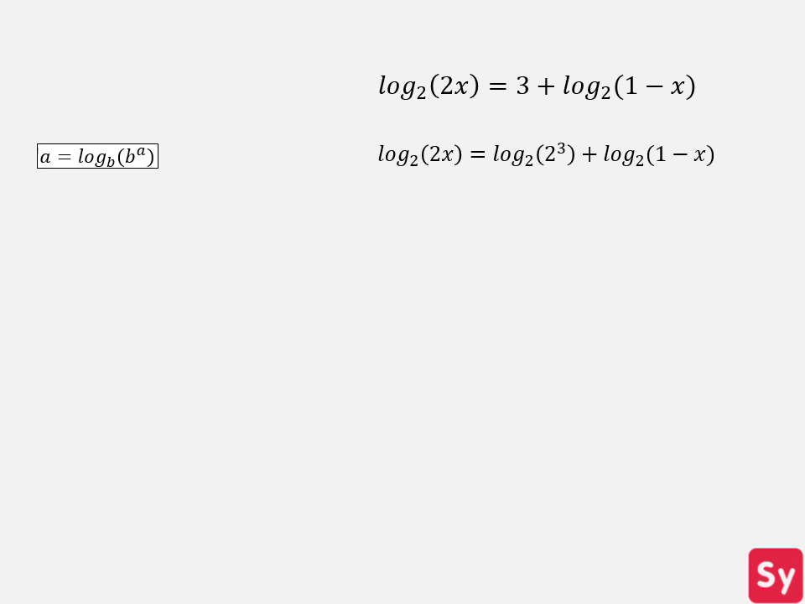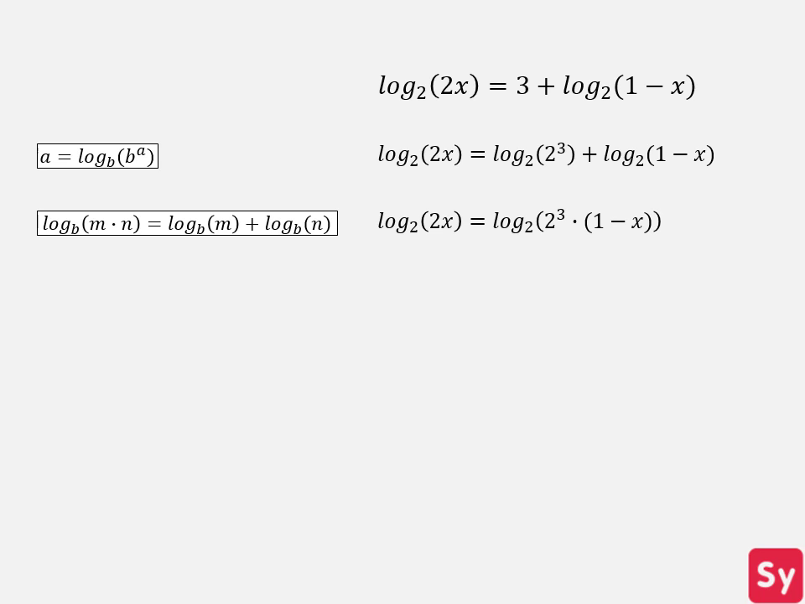Now, before we can set the arguments equal to each other, we must make sure that there is just one logarithmic expression on each side of the equal sign. So we use this identity to transform the right side. This becomes log base 2 of 2x equals log base 2 of 2 cubed times 1 minus x. Now we can set the arguments equal to each other. We then distribute 8. Next, we add 8x to both sides of the equation. Finally, we divide by 10 and get x equals 4/5, our answer.